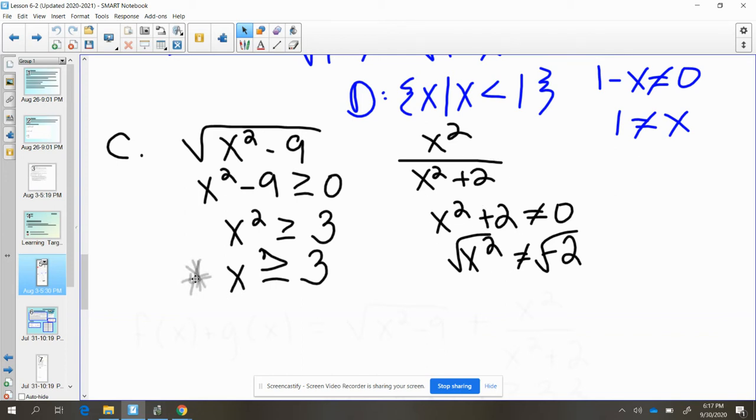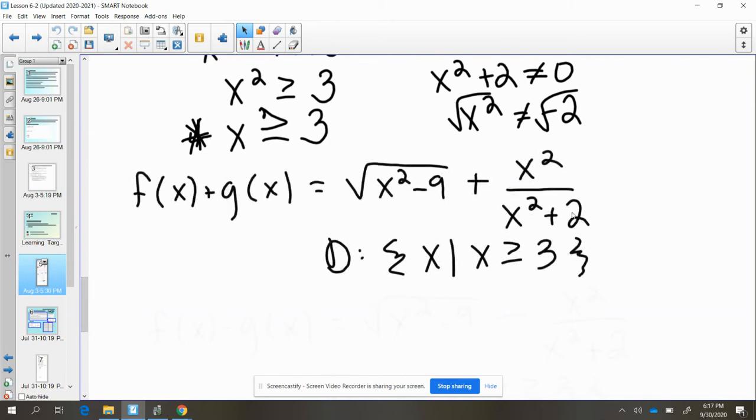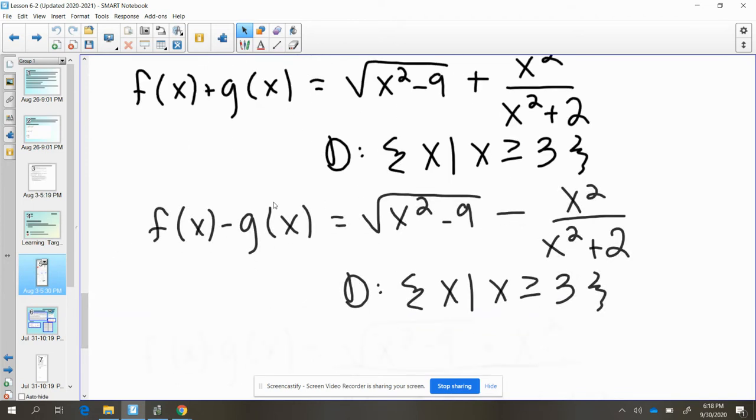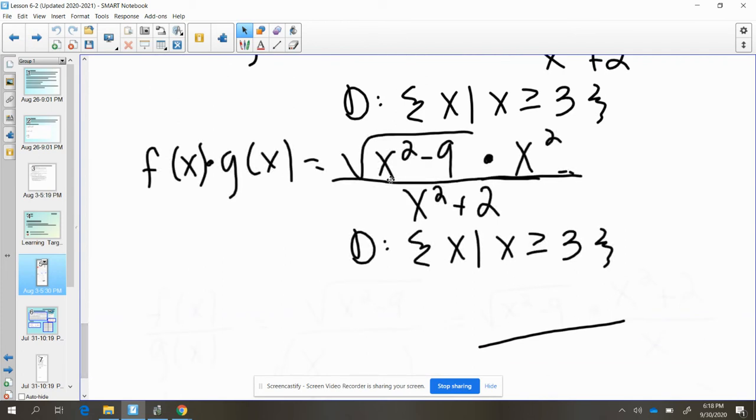So what we have to really take into consideration is just this piece here, that all the x values, from the beginning, before we even start combining f of x and g of x, have to be greater than or equal to 3. So throughout all of this, no matter what, again, this domain is holding. So when we're adding the two, when we're subtracting the two, all has to hold. Same thing here, multiplying the two, it's all holding.